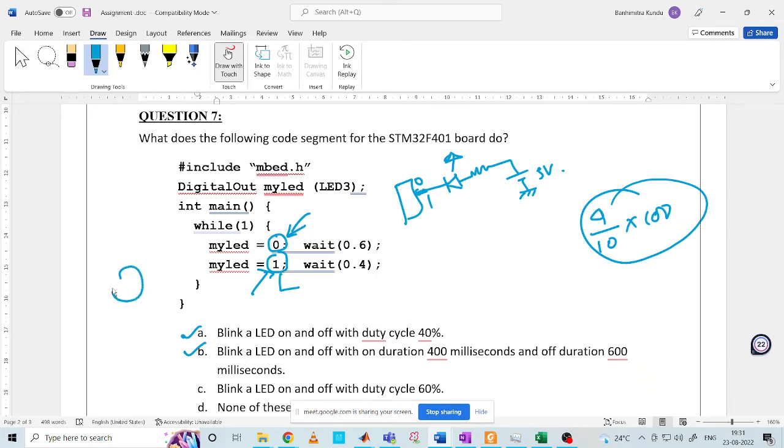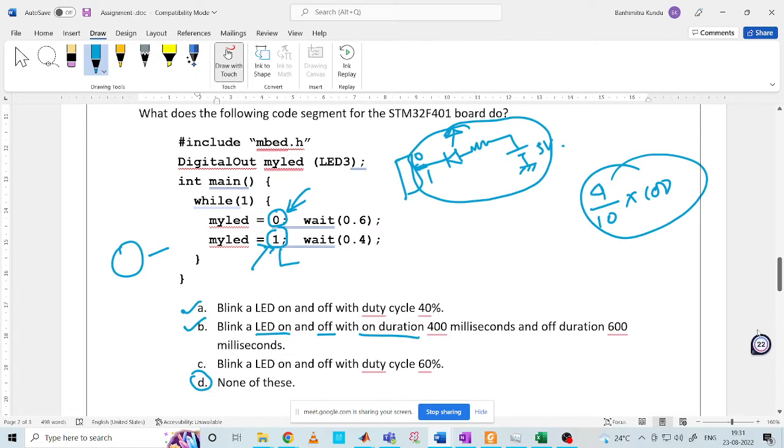Okay, so the question as such: none of these are incorrect because the information is not provided. That is very important, because I have mentioned here LED on and LED off with an on duration, but you do not know which one is on, because you do not know the configuration of the circuit.